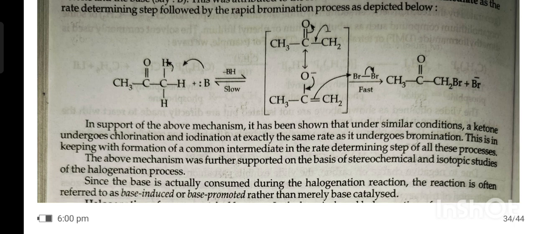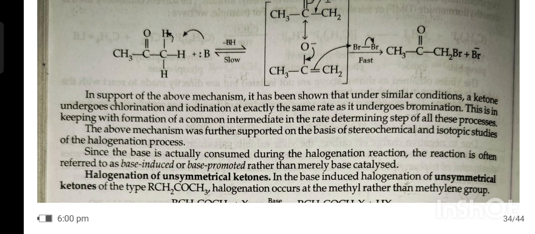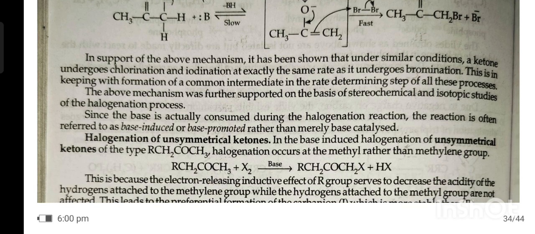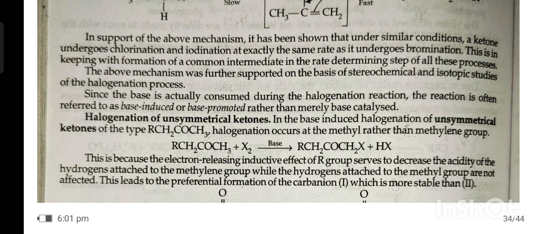In support of the above mechanism, it has been shown that under similar conditions, a ketone undergoes chlorination and iodination at exactly the same rate as it undergoes bromination. This is in keeping with the formation of a common intermediate in the rate determining step of all these processes. The above mechanism was further supported on the basis of stereochemical and isotopic studies of the halogenation process. Since the base is actually consumed during the halogenation reaction, the reaction is often referred to as base induced and base promoted rather than merely base catalyzed.